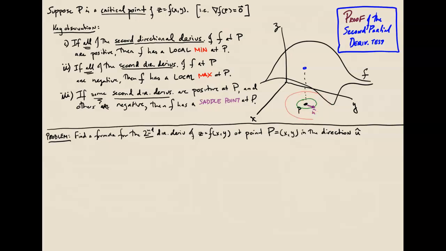And let's give names to the components of this unit vector. Let's call them h and k. So I'll put that down here as well. Okay, now we have stated our problem.